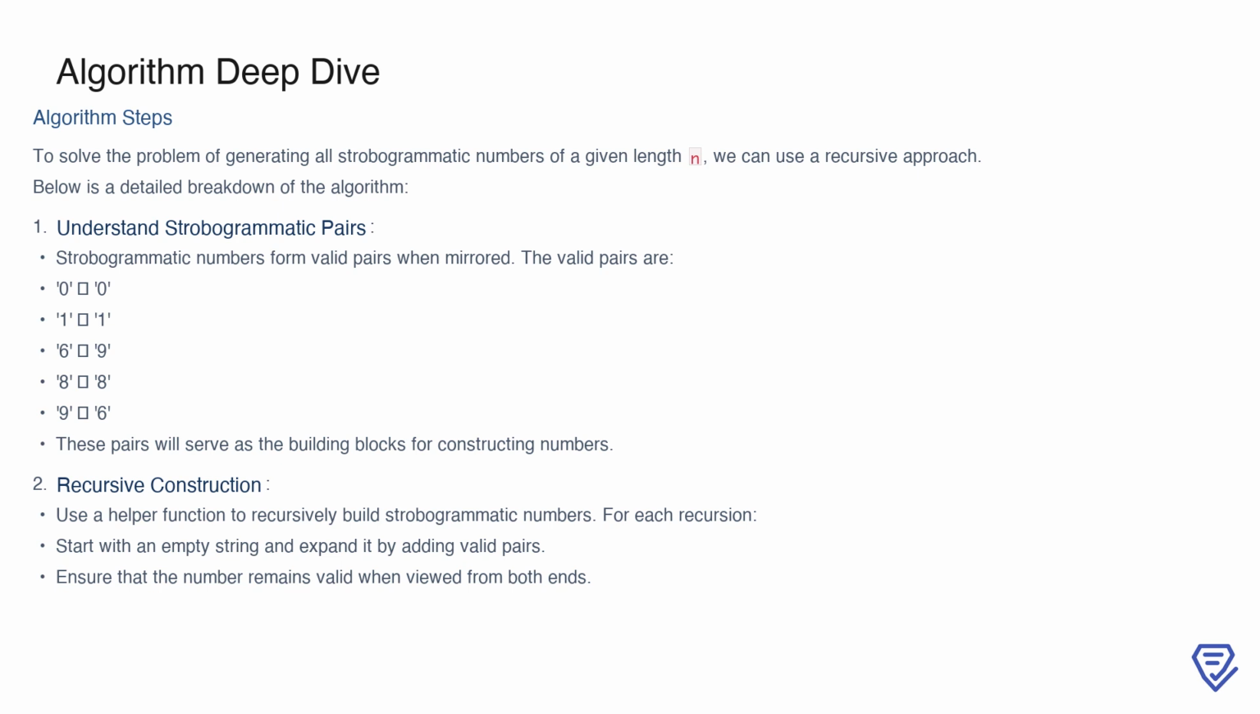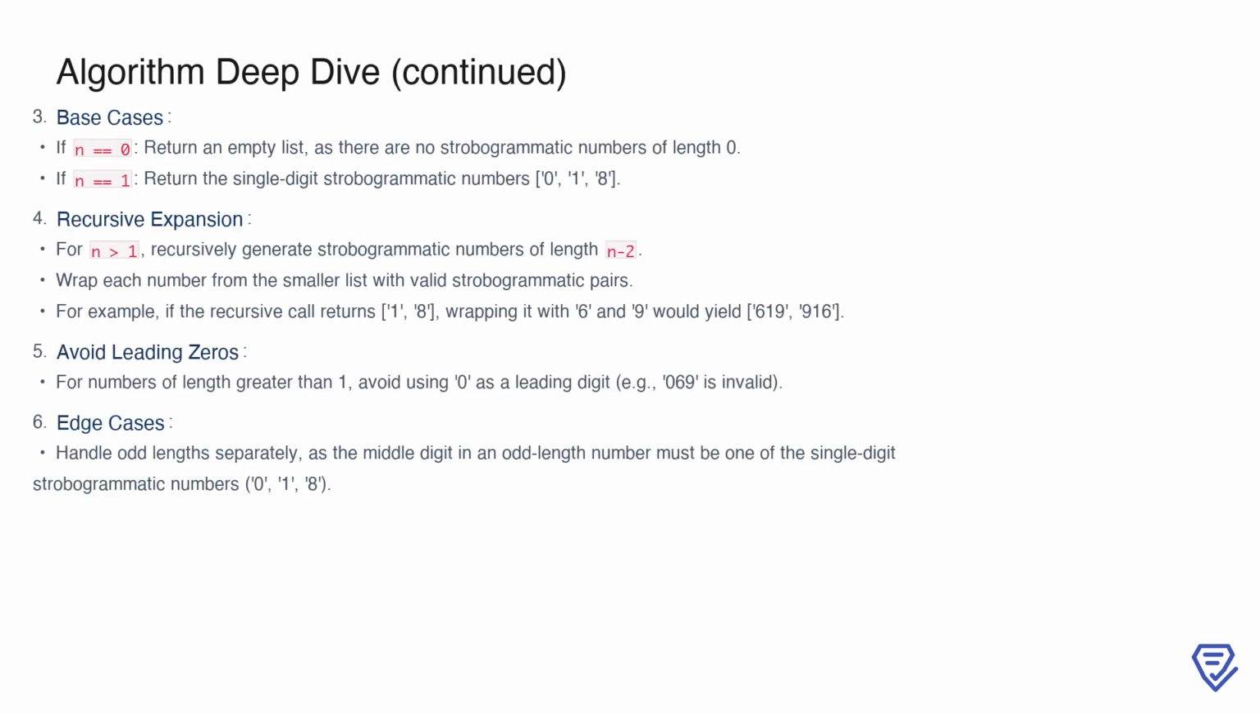Using these pairs, we can recursively construct strobogrammatic numbers. The idea is to start with an empty string and expand it by adding valid pairs at both ends, ensuring the number remains strobogrammatic at every step. This recursive structure allows us to systematically generate all valid numbers of a given length. Now, let's focus on the base cases and the recursive expansion.